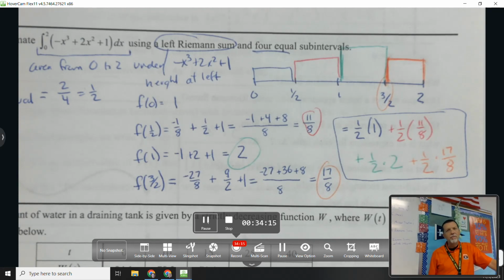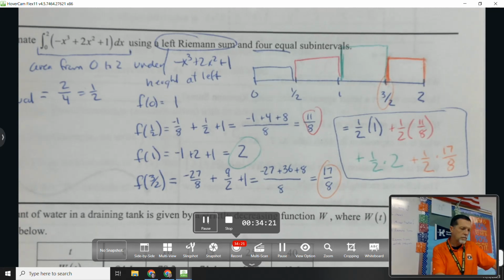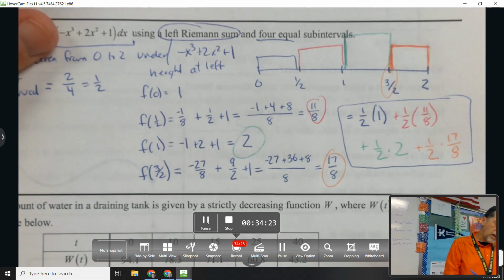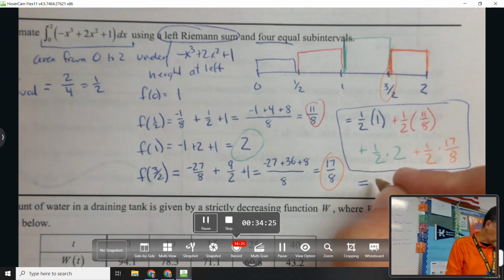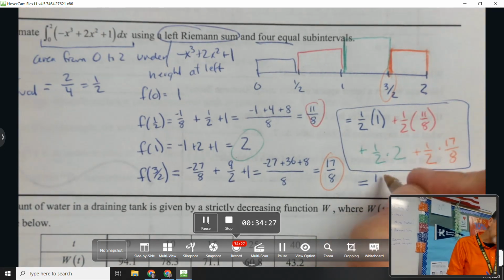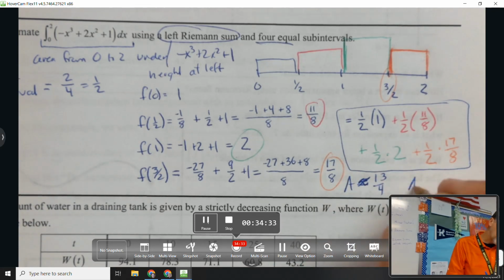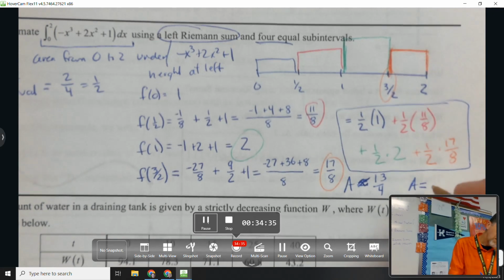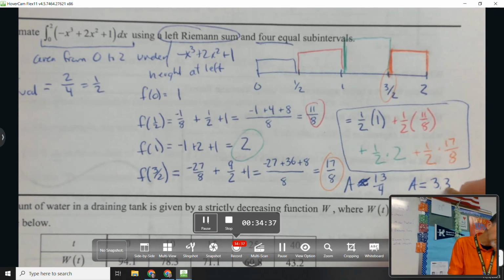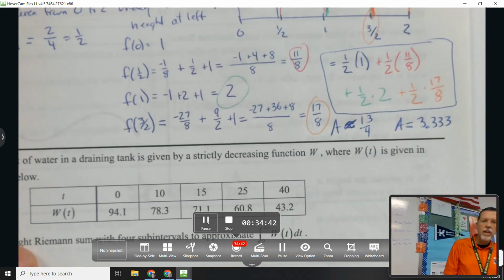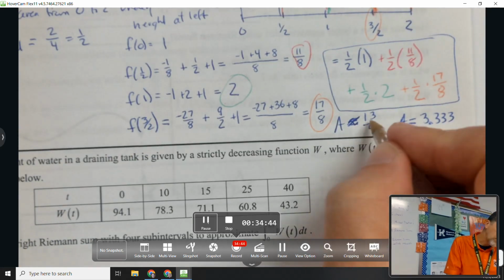Again, hardest part of calculus is the first 12 years. That's a great example of that. By the way, if we got a calculator or get all the common denominators, that adds up to 13/4. So our approximation is 13/4. The real area is 3.333 repeating. Let's see, 13/4 is 3.25.